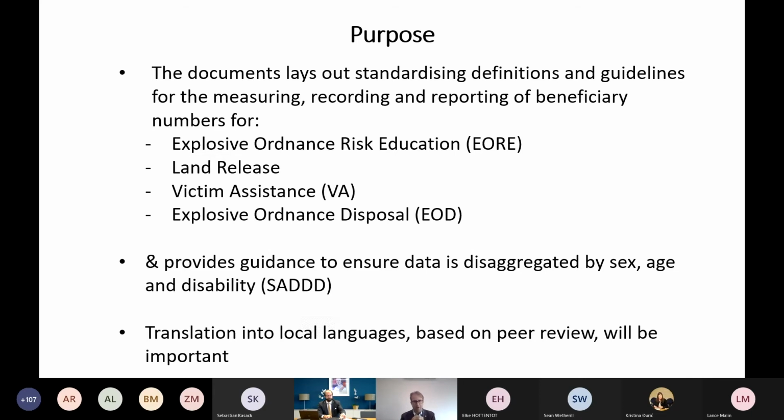We do want to highlight that the guidelines are disaggregating for sex, age and disability. That's the SADDD bit, and that's very important. That's really one of the most important things we want to convey today. There will be translation into local languages, and to some degree that has commenced. But of course, we will need to be careful to be accurate on that, that we're careful with translation. Next slide, please.